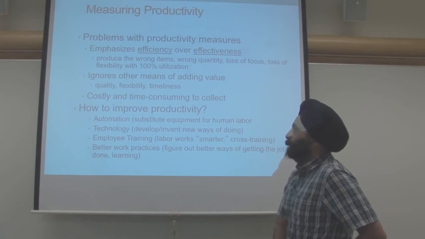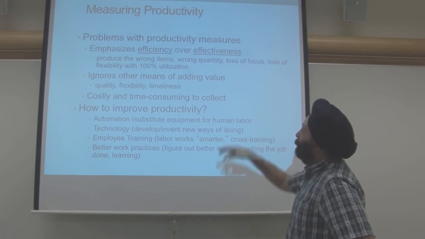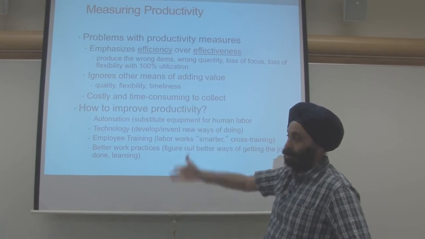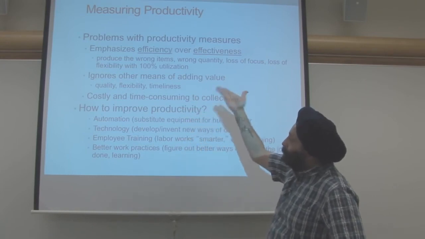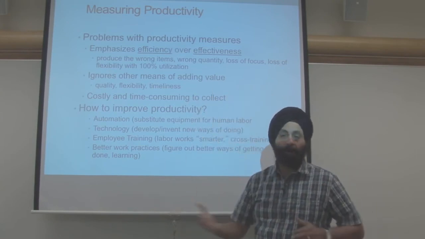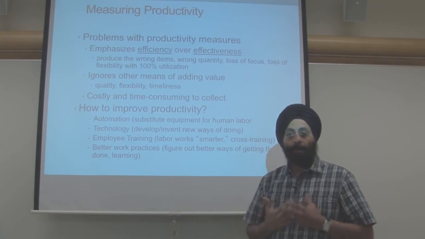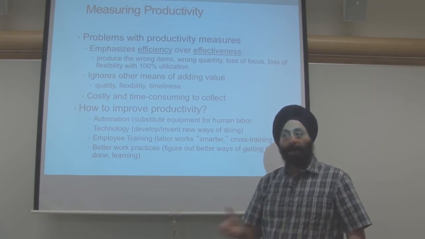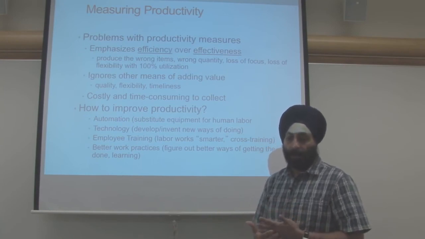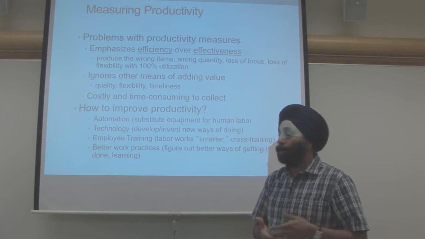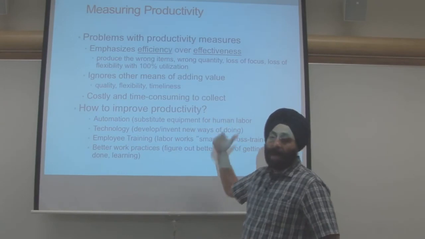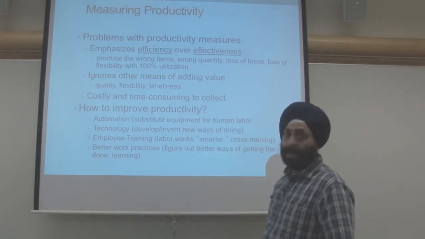In this case, you could be producing the wrong items, something that is produced to keep your efficiency numbers up, but that cannot be sold. Wrong quantity, loss of focus, loss of flexibility at 100% utilization. When you use your machines and workers at 100%, you cannot take advantage of any last-minute opportunity that comes your way, which offers you even more money. So a lot of times that's what happens. It may also ignore other means of adding value, in this case quality, flexibility, and timeliness.